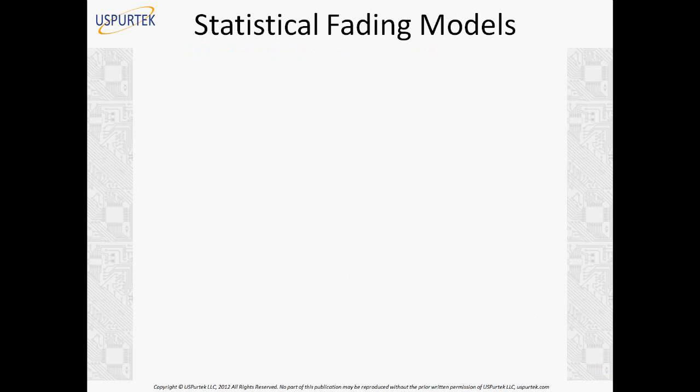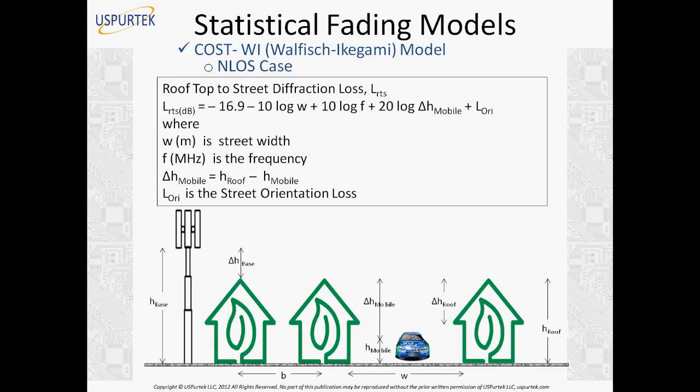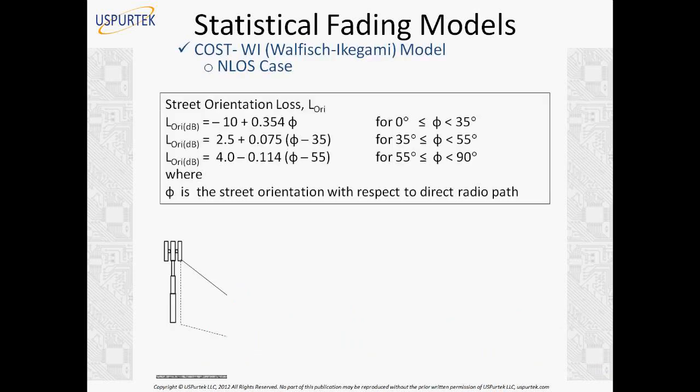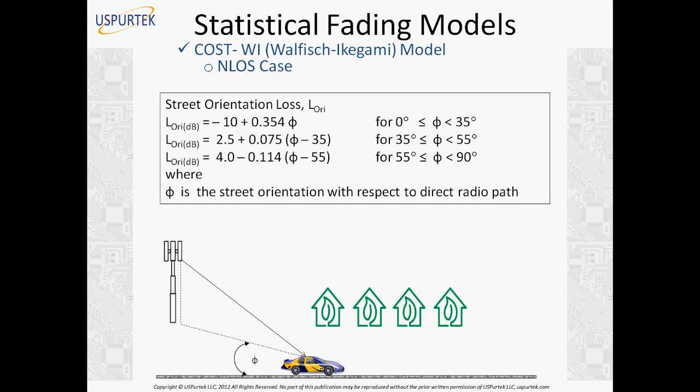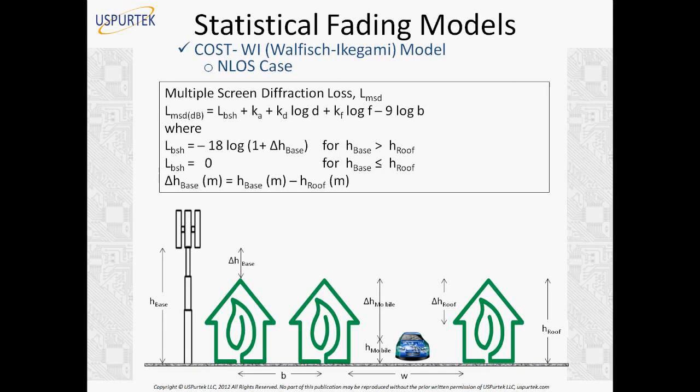This is the equation here, and you have the rooftop to street diffraction loss also defined here, LRTS, where you enter the street width and the frequency or the orientation loss. Orientation loss is further defined in another equation. Even the equation changes for the range of the street orientation angle: for 0 to 35 degrees, for 35 to 55 degrees, or for 55 to 90 degrees.